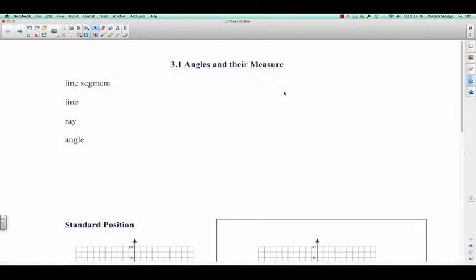Section 3.1 is on angles and their measure. So we're going to talk about specific types of angles in this section. Before we do anything else, though, we have to define a few terms in geometry. So the first term we have here is line segment.